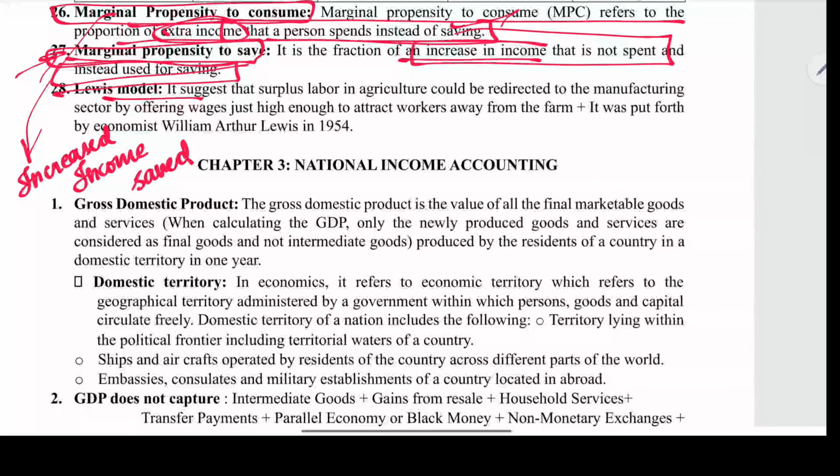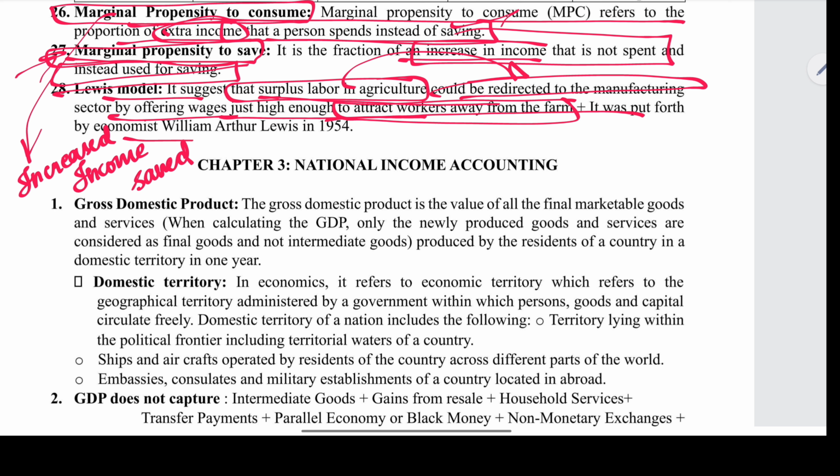Right. Lewis' model suggests that the surplus labor in agriculture could be redirected to the manufacturing sector by offering higher wages to attract them from agriculture to manufacturing. This was put forth by the economist William Arthur Lewis in 1954.